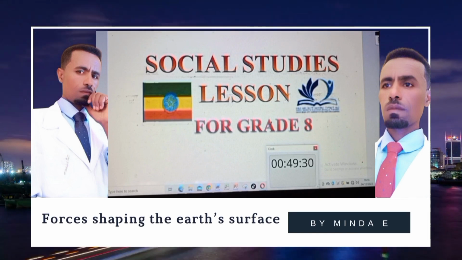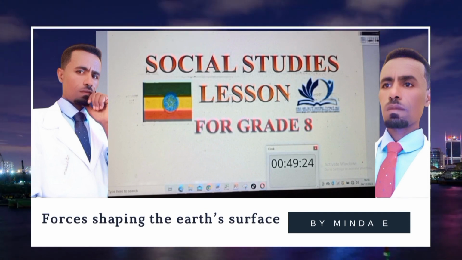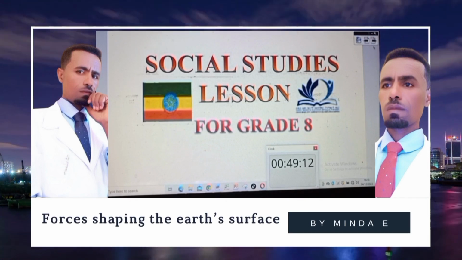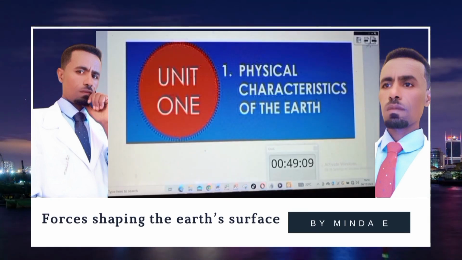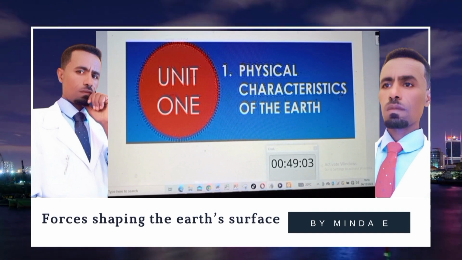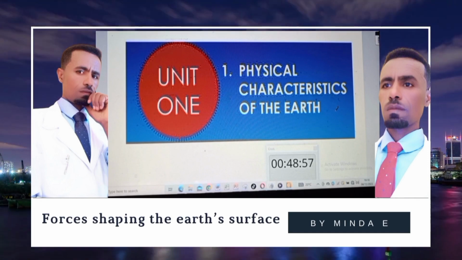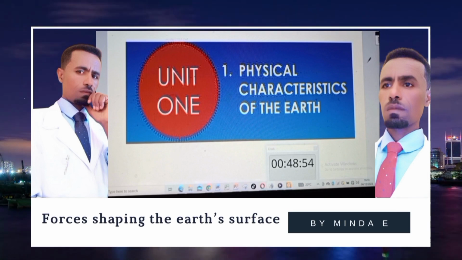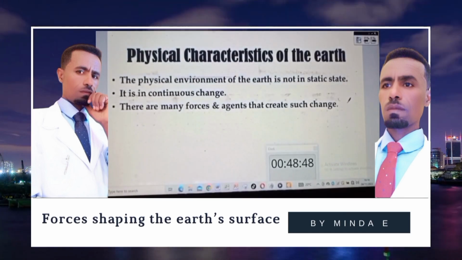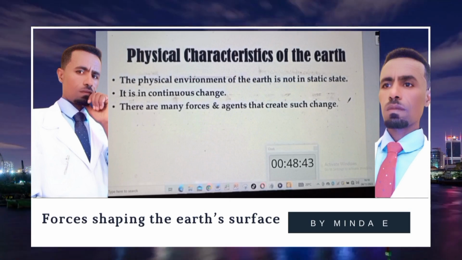We will discuss some important points from your textbook. The Grade 8 Social Study textbook contains 7 chapters, and the first chapter deals with the physical characteristics of the Earth. So we will see the physical characteristics of the Earth under Unit 1. Now let us start the first lesson. It's about the physical characteristics of the Earth.